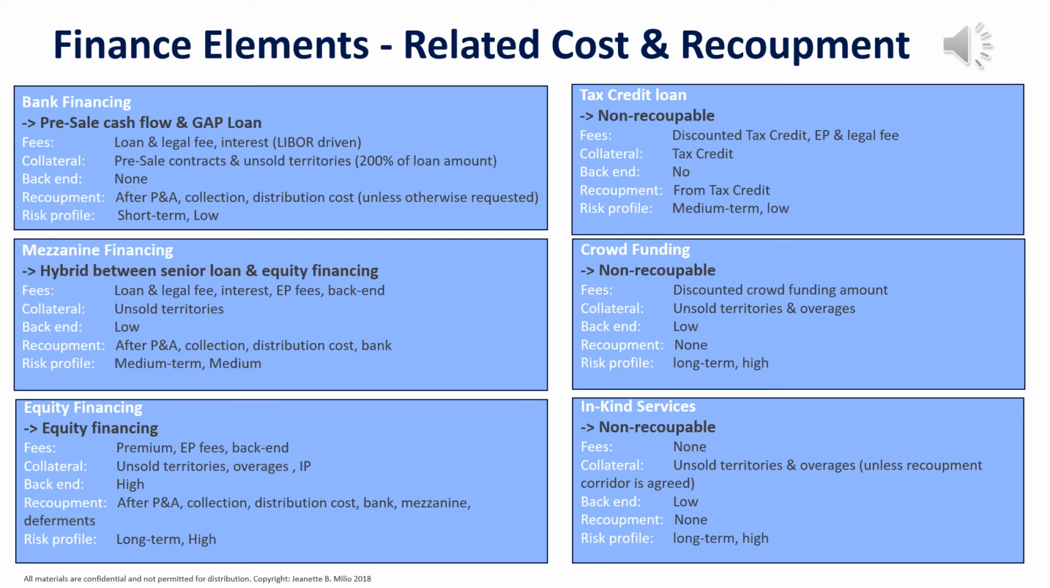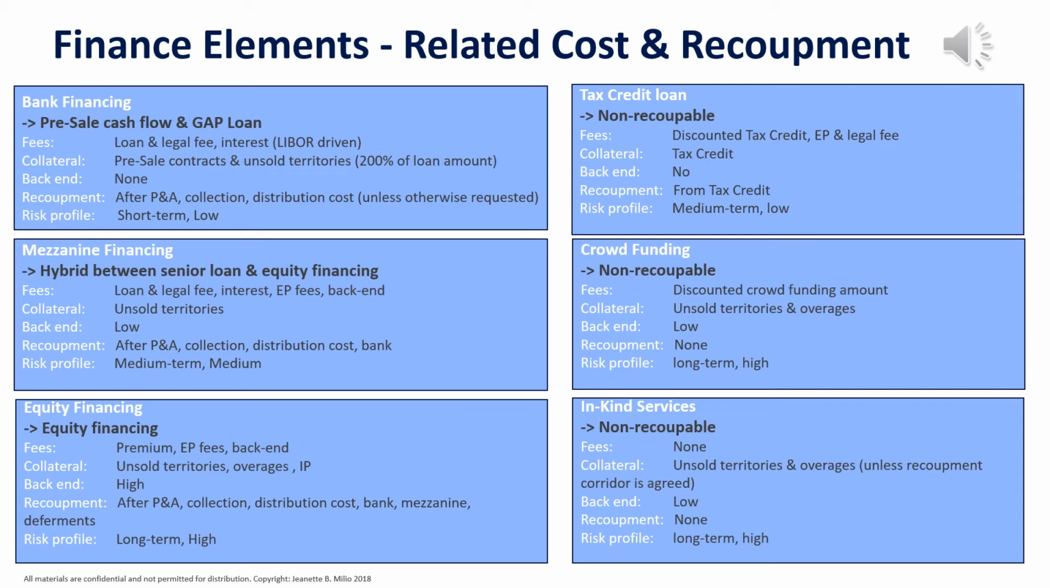Next in line is the mezzanine lender. The mezzanine lender is basically a hybrid between a loan and an equity financier. It's when you look at two floors: the bank is floor 1, the equity is floor 2, the mezzanine is right in the middle. Because the mezzanine is partially a loan and partially an equity investment.